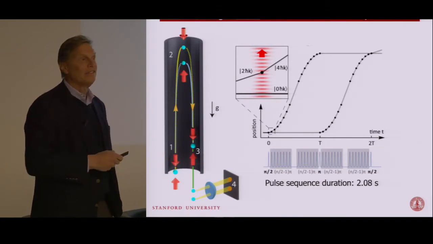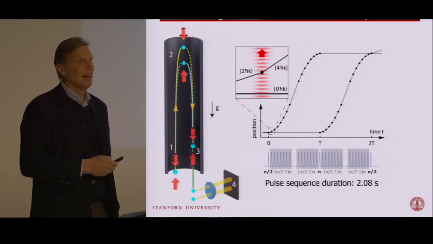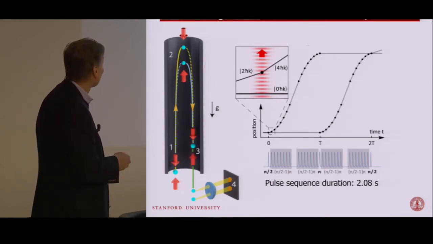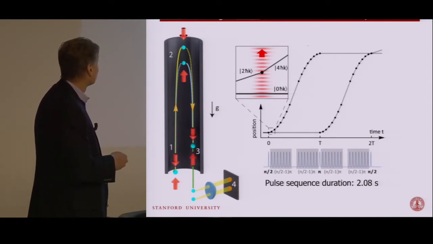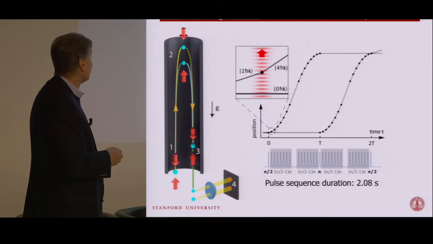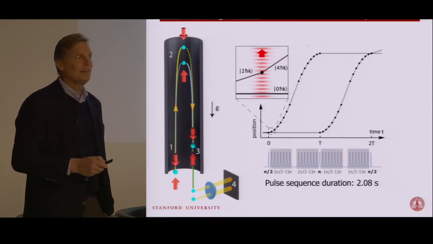And I detect that interference by counting the number of particles, just like I do in photon interferometers or neutron interferometers or electron interferometers. I count the number of particles in each one of these ports. In this case, by just resonance fluorescence, I scatter light off this bifurcated wave function and image it on a CCD camera.